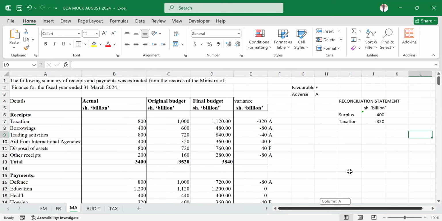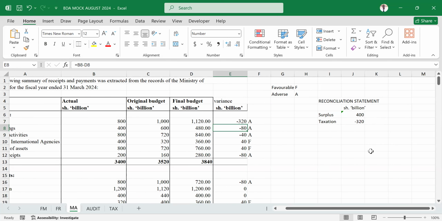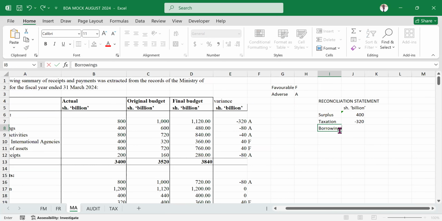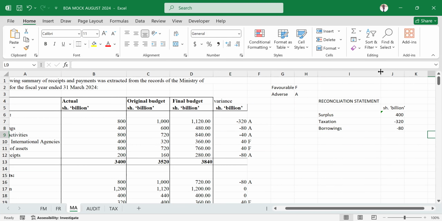Then the next item, we expected to receive 480 billion in borrowings. But what did we receive? 400. That's why we came up with a variance of 80 billion. So we lost the opportunity to receive 80 billion. So let us reconcile it against the final budget surplus of 400, which we already got. We are just reconciling. So we come here and talk about borrowings. We bring the borrowings. What is the amount of borrowings? It is here. The variance was this 80. So I bring it like that. We're just reconciling everything we already have.